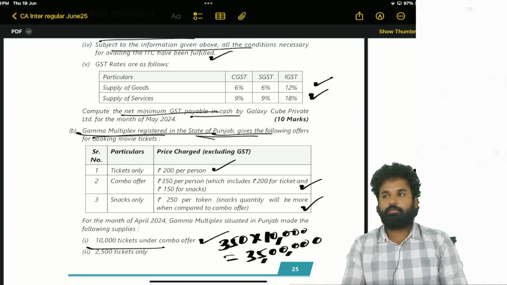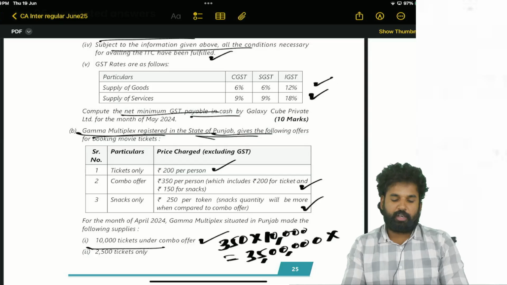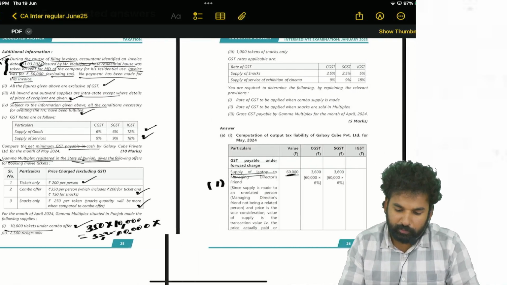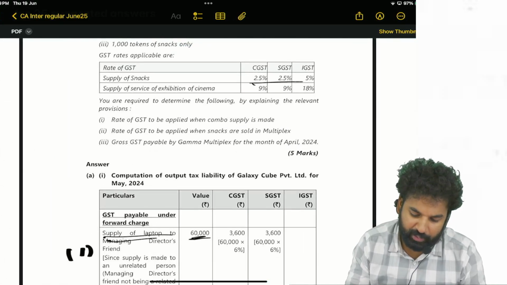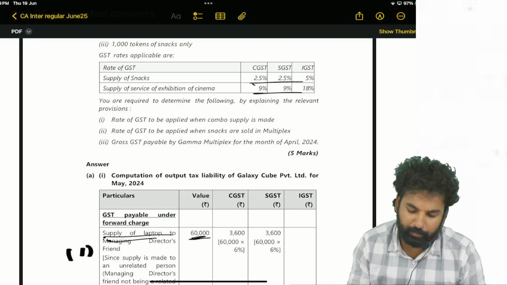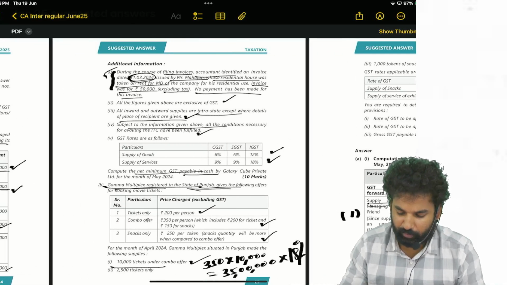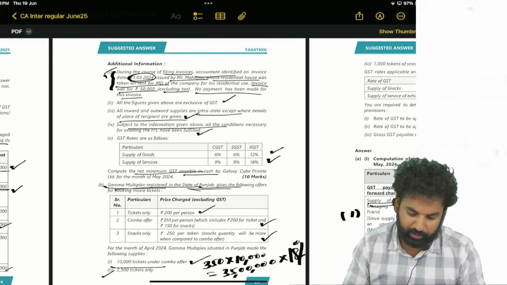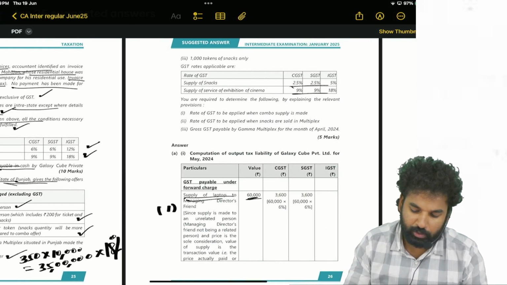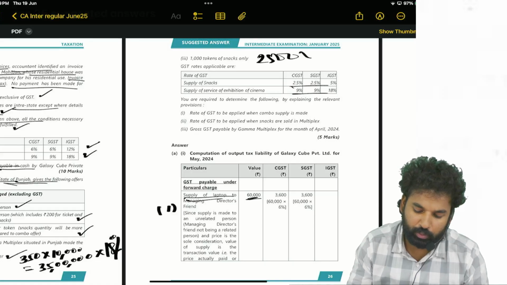35 lakhs is the value. On this, what is the rate to be applied? They have given rates: snacks 5%, supply of cinema 18%. So on this 35 lakhs, 18%. First thing. Next, 2,500 tickets, only tickets. So 2,500 into 200 into 18%.